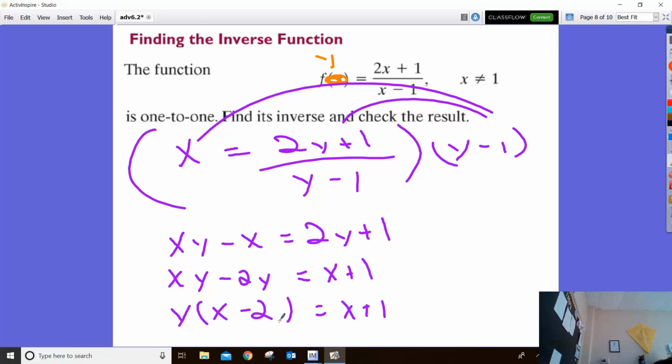How? Divide by the x minus 2. Opposite of multiplication has always been division. So y is x plus 1 over x minus 2. Now what's that y supposed to be replaced with so that you can tell the person reading your stuff that it's actually an inverse? F to the negative 1.